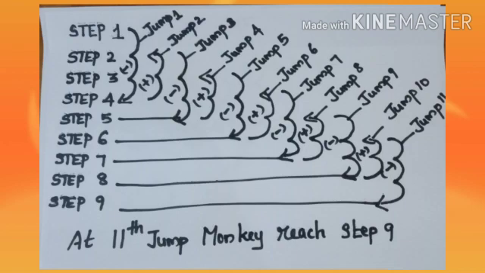Then again it jumps down 3 steps. 3 to 4, 4 to 5, 5 to 6. At jump 5 the monkey is on step 6. Then it moves back 6 to 5, 5 to 4. So in the 6th jump the monkey is on step number 4. The process continues till the 11th jump. In the 11th jump the monkey reaches the water level at step 9.